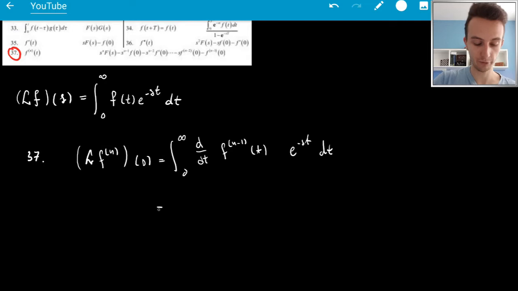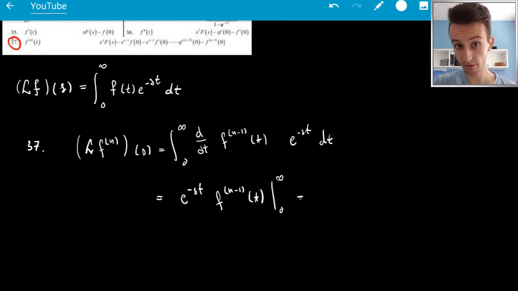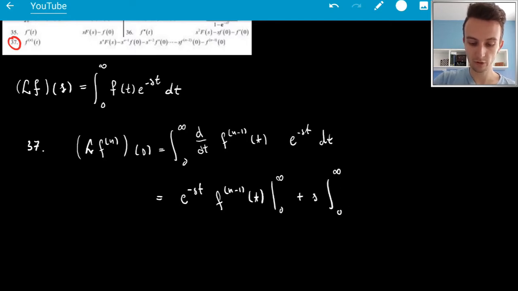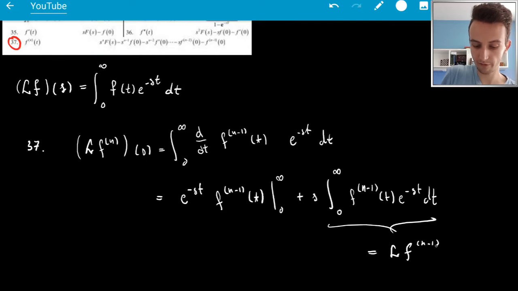And now if I do integration by parts, we can see that the dt's will just cancel. And so the first term will be the boundary term, e to the minus st times f^(n-1)(t) from 0 to infinity, and then minus, and we need to do the derivative on e to the minus st, so that gives us plus s times the integral from 0 to infinity of f^(n-1)(t) e to the minus st dt. This is just equal to the Laplace transform of f^(n-1).